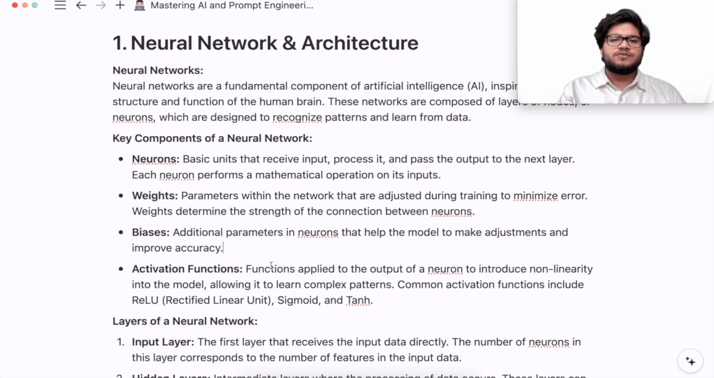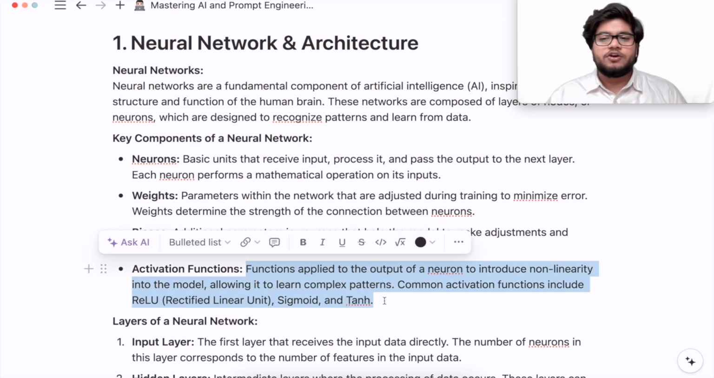Now what are activation functions? They are functions applied to the output of a neuron to introduce non-linearity into the model, allowing it to learn complex patterns. Common activation functions include rectified linear unit, sigmoid, tanh, etc.